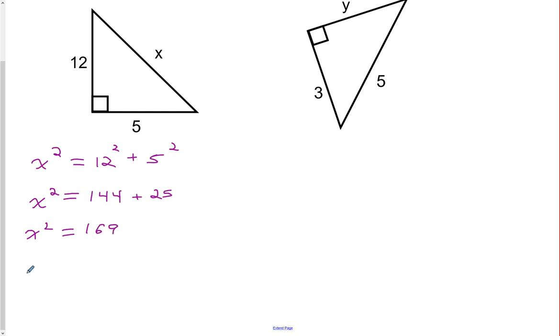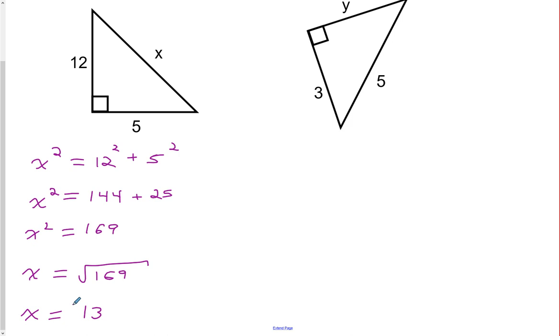And now to get x by itself, I need to take the square root of both sides. So I'll take the square root of the left side, and then I'm going to take the square root of the right side, 169. Now I have to do the square root of 169 in my calculator. Turns out that's 13. There's a catch, though.